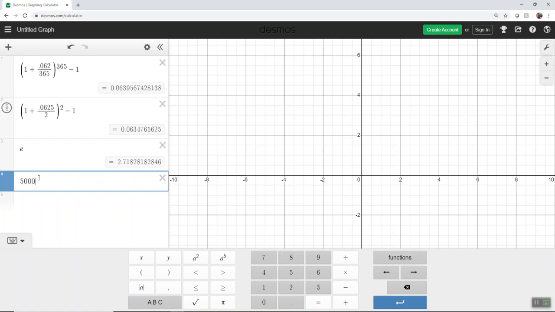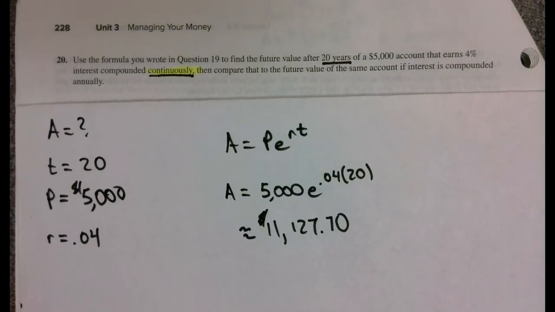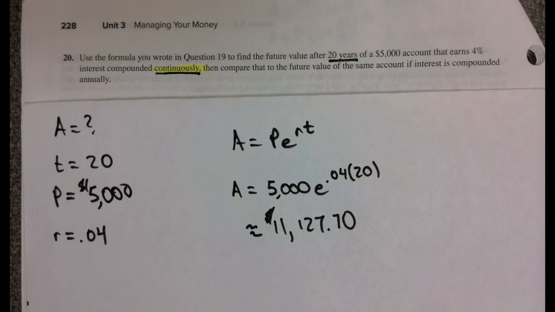Skipping over to Desmos, we'll type all this in. So we've got 5,000, and I'm just going to hit the letter e on my keyboard here. And then you need parentheses in that exponent to make sure that multiplication comes first. And there it is. You get $11,127.70 for things that are compounded continuously. I'll be honest, I don't think I've ever heard of a bank account that compounds interest continuously. Where this mostly shows up is things like radioactive decay, or other elements in the natural world that are decaying.